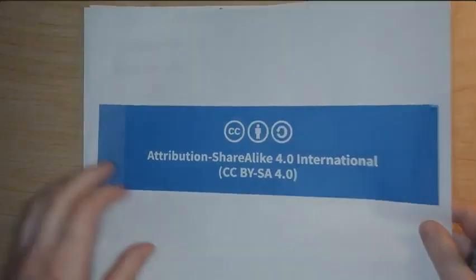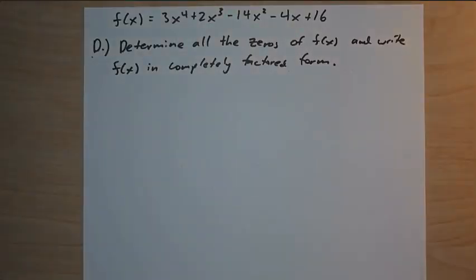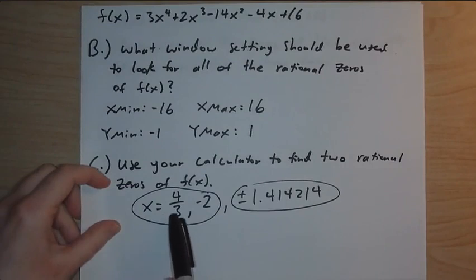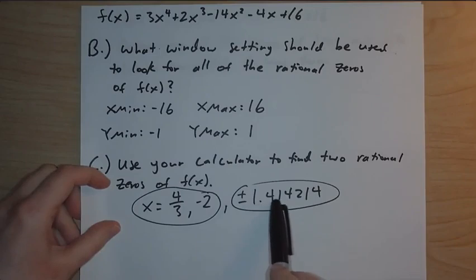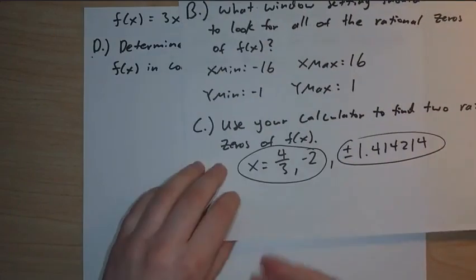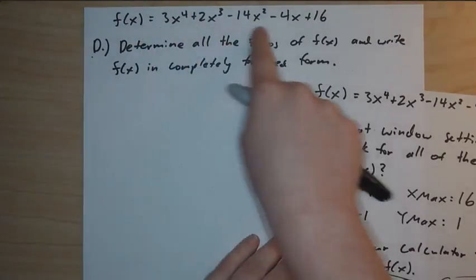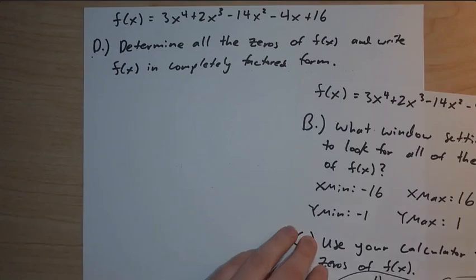This is example 2, part 2. We're doing part D. So determine all the zeros of f of x and write f of x in completely factored form. In part C, we found that the x values of our zeros are x equals 4/3 and -2 and plus minus 1.414214. And so we're going to use these very easy to write ones to divide out from our fraction here to write it in completely factored form.